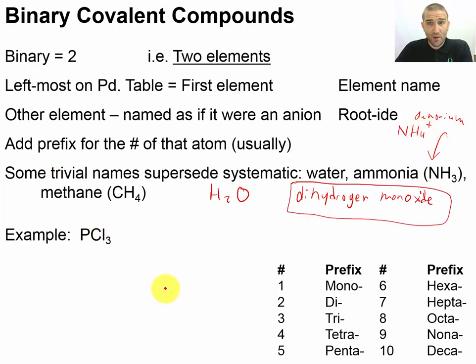Now, here's another one as an example. I'm going to ask you, go ahead and pause the video and give this one a try. Okay, so P is going to be phosphorus. And of course, it's the first word, so we don't put a mono. We have chlorine. It's the second one, so it gets the IDE ending. So it's going to be chloride. It's got 3 of them, so it'll be a tri prefix. So it'll be phosphorus trichloride. Notice lowercase for all of it, unless, of course, it's the beginning of a sentence. So yeah, phosphorus trichloride.